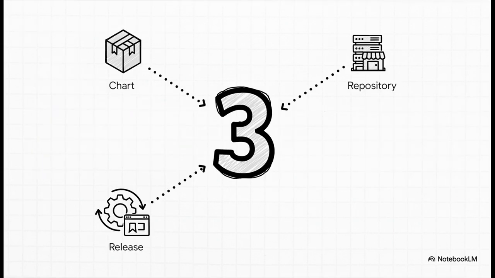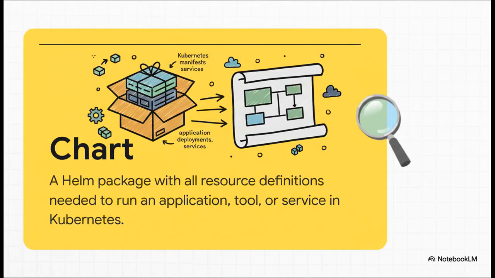Okay, so to really get how Helm works its magic, you just need to understand 3 core concepts. Once you get these, everything else just kind of clicks into place. First up, we have the chart. A chart is the fundamental package for Helm. Just think of it like a neatly packed box that has all of your Kubernetes manifests inside. Your deployments, your services, everything, all bundled up into one single versioned unit. It's the blueprint for your application.